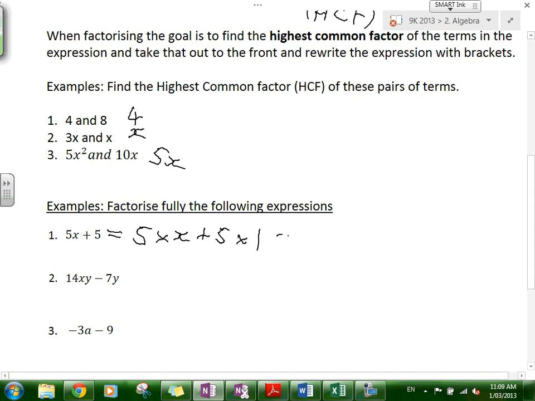Now, what we can do next is, because both of them have a common factor of 5, we bring the 5 to the front. So we bring out the 5, we insert brackets, and then in each of the terms, you write in what's left. We're taking the 5 out of this one, so what's left is x. If we take out the 5 from this one, what's left is 1. So it becomes x plus 1 inside the brackets. And so that's it factorized: 5 bracket x plus 1.